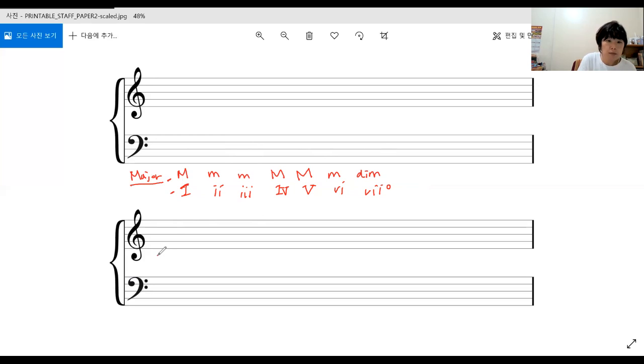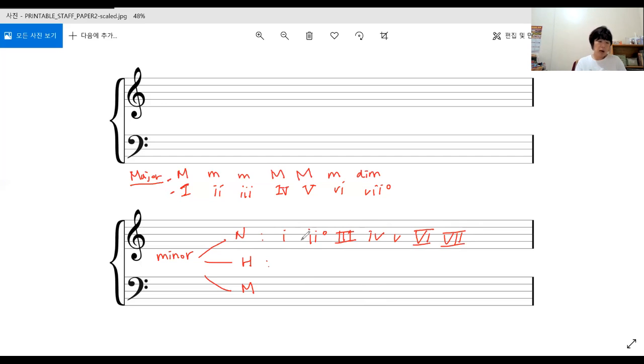And the minor, we have natural minor scale, harmonic minor scale, and melodic minor scale. In the natural, the first one is minor, second was diminished, third one was major, and then fourth minor, major, and then seventh was major.